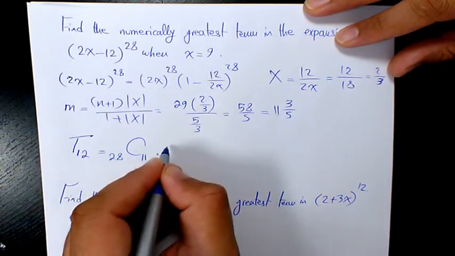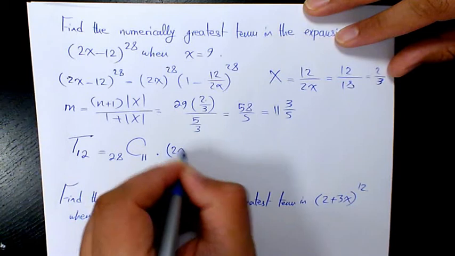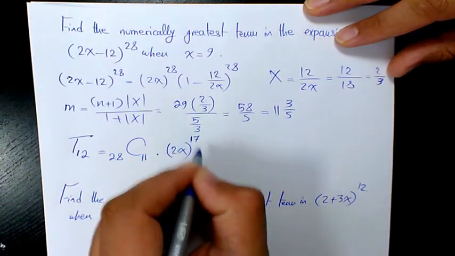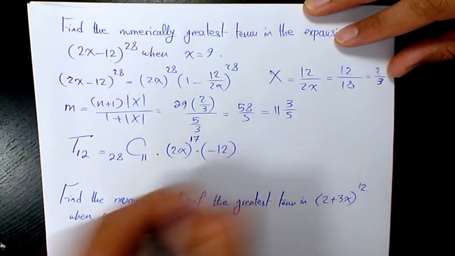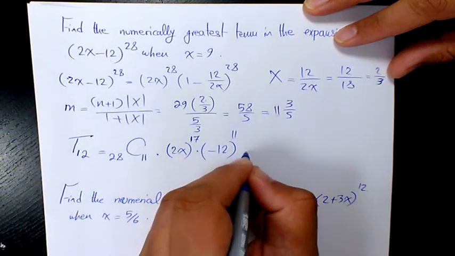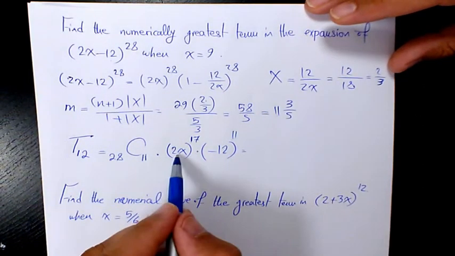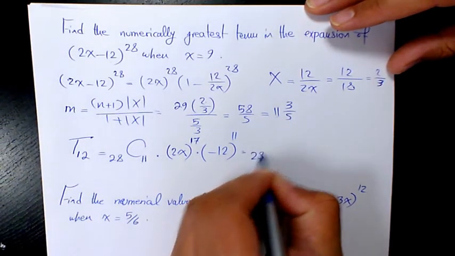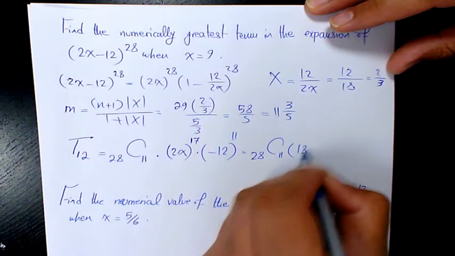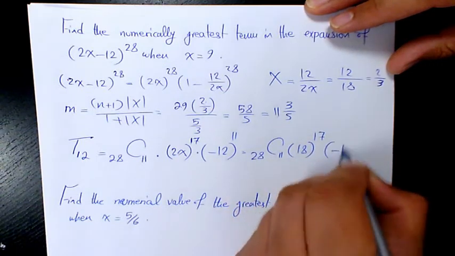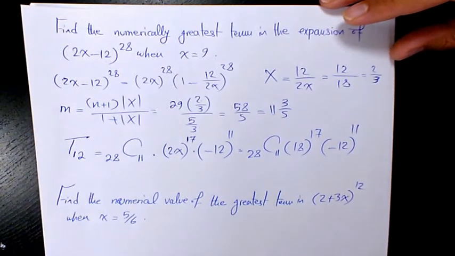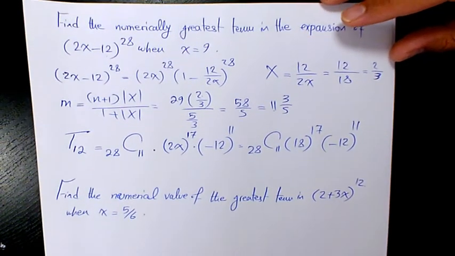R is going to be 11. (2x) to the power of 28 minus 11 is going to be 17, times (negative 12) to the power of 11. And 2x is going to be 2 times 9, 18. So 28C11, 18 to the power of 17, negative 12 to the power of 11. That's going to be a very huge number.